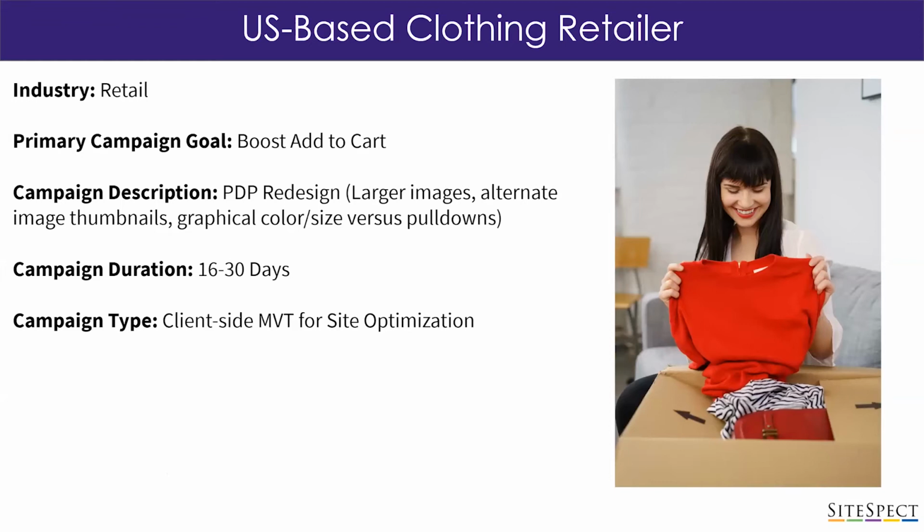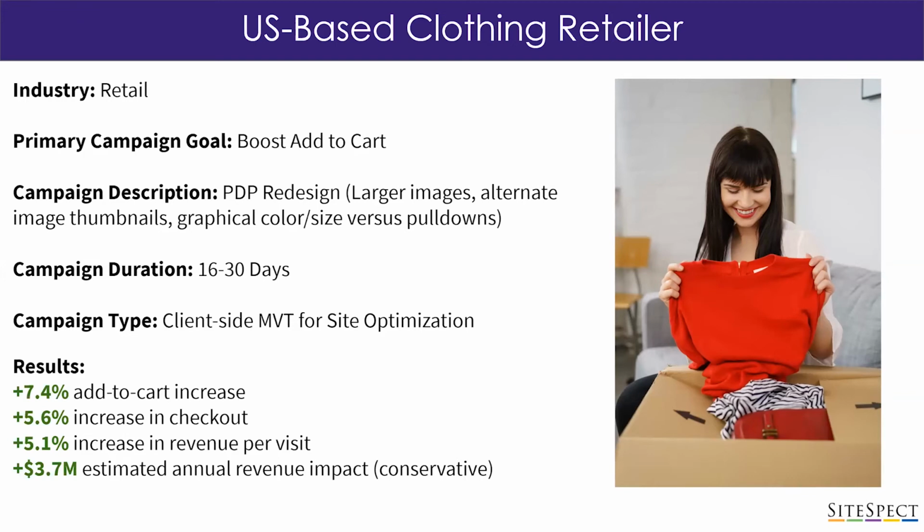This one, they redesigned the PDP with larger images and alternate thumbnails. They worked on the graphical color and size selectors versus the pull downs. Those pull downs, sometimes they're unnecessary, and they don't show all the information. They just show what you've selected, and you have to actually click something to see the other options. They're not really good. These guys got a 7% increase in add to cart, a 5.6% increase in checkout. Again, same thing with revenue per visit, and a $3.7 million estimated annual revenue impact. Wow. Crazy, right? All right, let's go to another one.